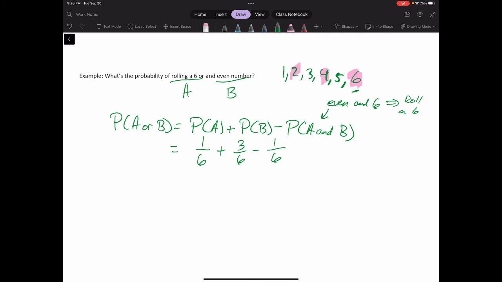Okay, so adding up those fractions there, when it's the same denominator, you just add up the numerators. So 1 plus 3 is 4. 4 minus 1 is 3. The probability we roll a 6 or an even number is 3 out of 6, or if you want to reduce it, a half.